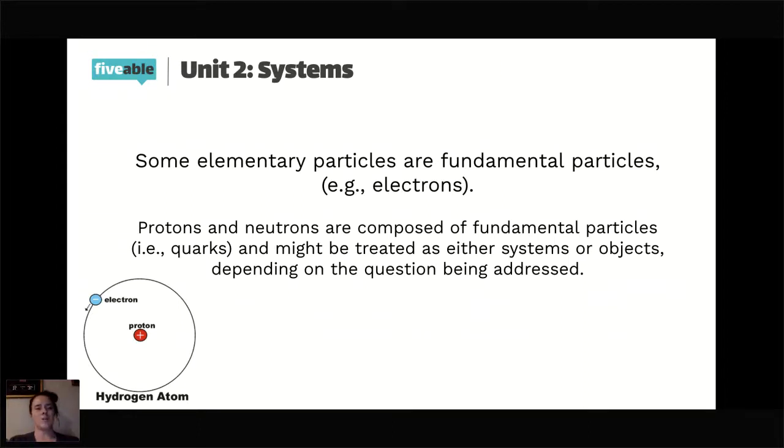But then sometimes they're going to talk about the hydrogen atom. They like to use it a lot for circular motion. So they use the Bohr model of the atom, where there's the proton with the electron orbiting it like a planet. They use that a lot as a system instead of just the entire object of the hydrogen atom. So it depends on the context of the problem.